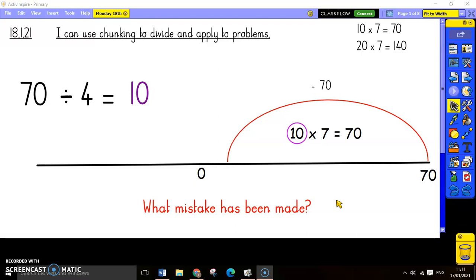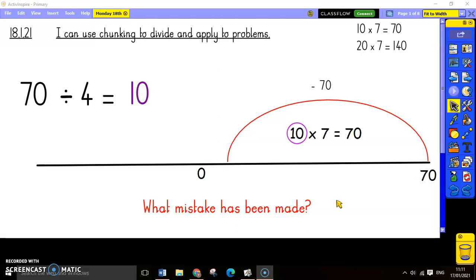So let's get started. Right, you can see here that someone has had a go at doing a division calculation using our chunking method. What I want you to do is think about what mistake has been made. So pause here, have a look, and then come back and we'll have a quick chat about the mistake that's been made.